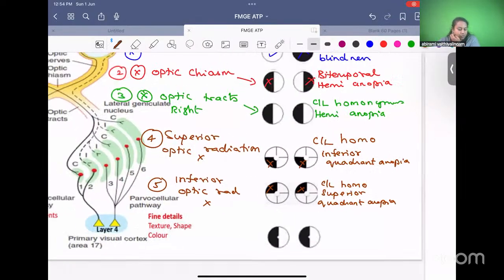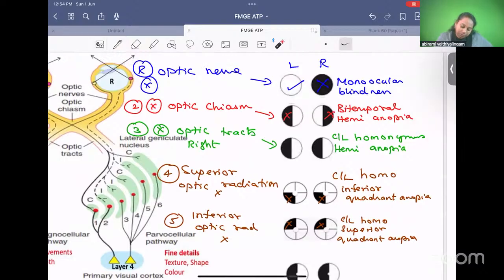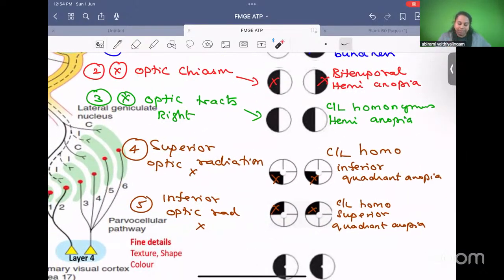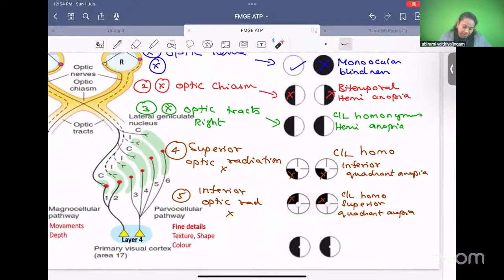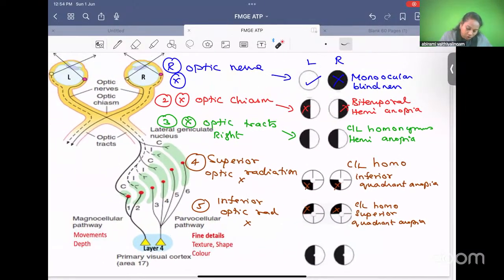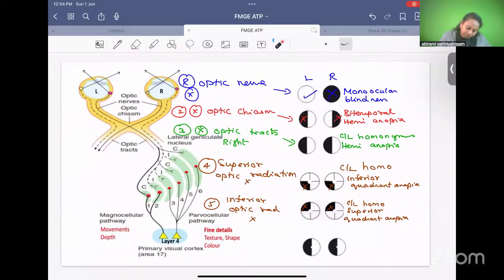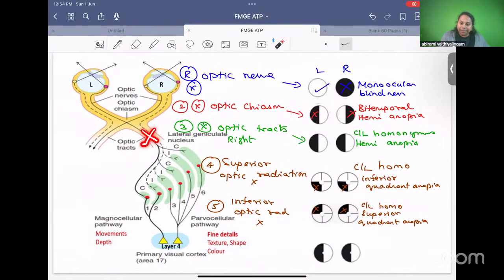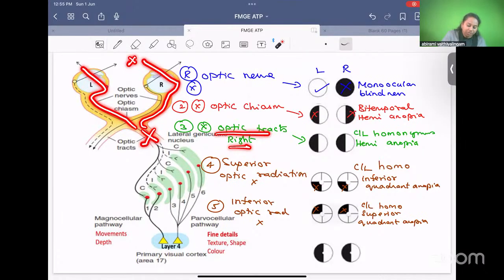Ma'am, repeat. Dheeraj, which one you want me to repeat? Contralateral? So yes, contralateral homonymous hemianopia. I'll repeat again. Optic tracts are damaged. So let's say the right side optic tract is cut. When the right side optic tract is damaged, we will just trace the right side optic tract. It will carry the lateral fiber from the right eye, which will carry vision from here. And it carries medial fiber from the opposite eye, which will carry vision from here.